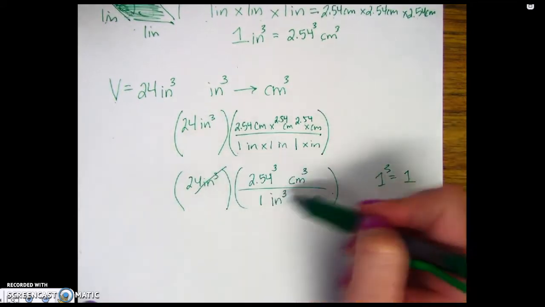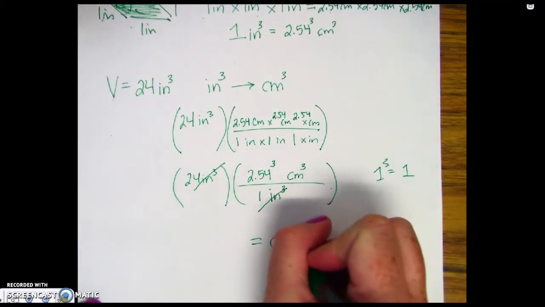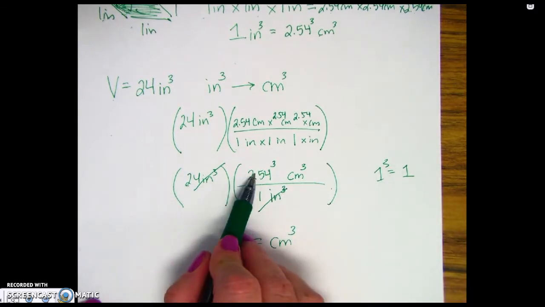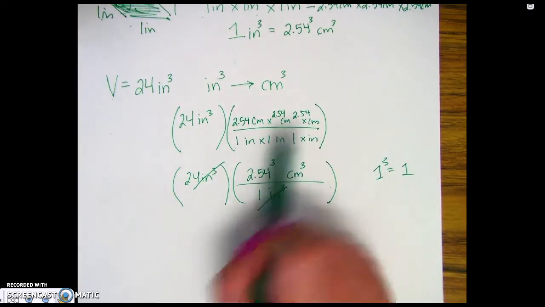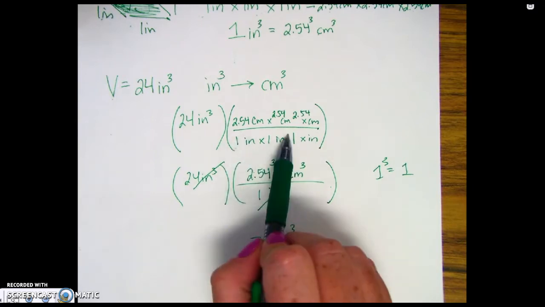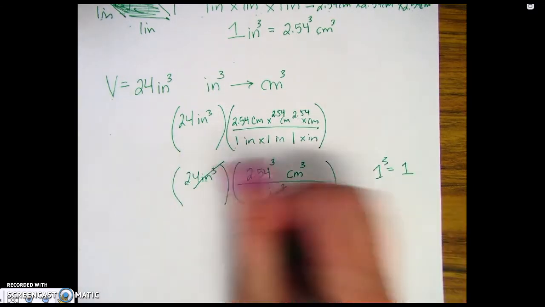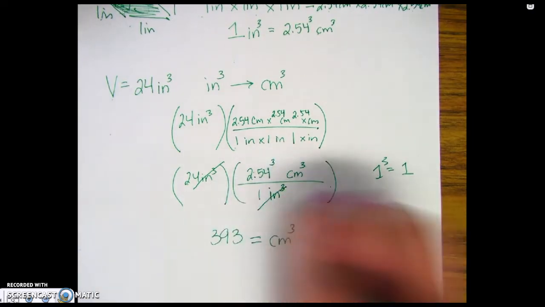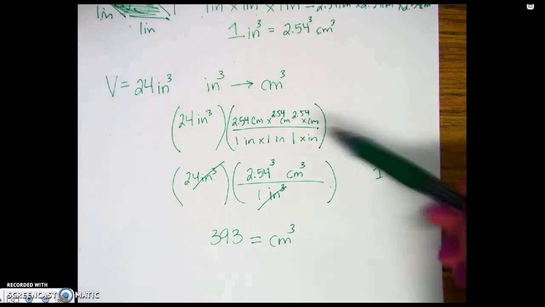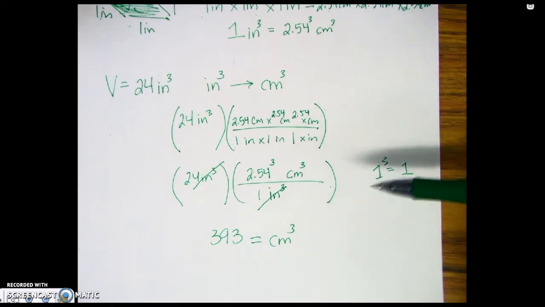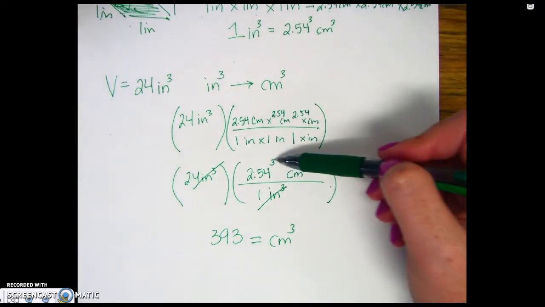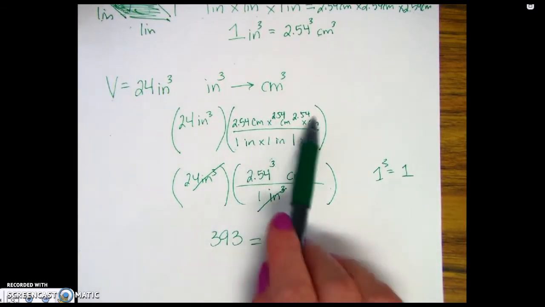So now I'm able to reduce my inches cubed. I'm going to be left with centimeters cubed, and I can multiply these numbers. I multiply 24 times 2.54 raised to the 3rd power, because I needed 3 of them to get to cubic inches, inch by inch by inch. Okay, so that would give me about 393 cubic centimeters. So again, for every inch, I need 2.54 centimeters. That's why we cube this number. If you want to write it out this way, you can.